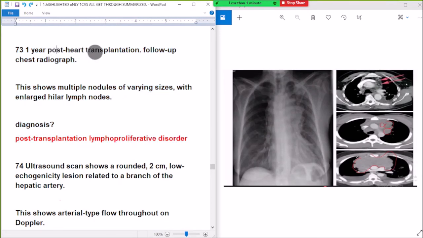The hint is that post heart transplant, there will be multiple nodules of varying size with enlarged hilar lymph nodes.